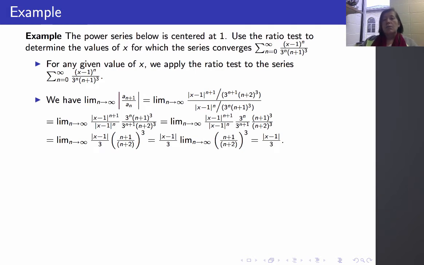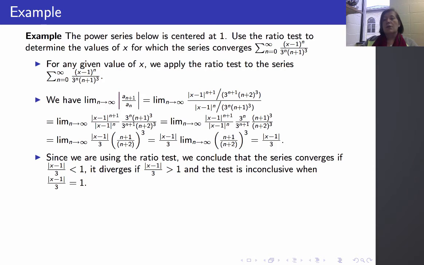So I can pull that out from under the limit, and my limit is the absolute value of (x minus 1) over 3 times the limit as n goes to infinity of (n plus 1) over (n plus 2) cubed. That limit of the rational function of n is equal to 1, so my entire limit from the ratio test is the absolute value of (x minus 1) over 3. And as we might have expected, it depends on what the actual value of x is.